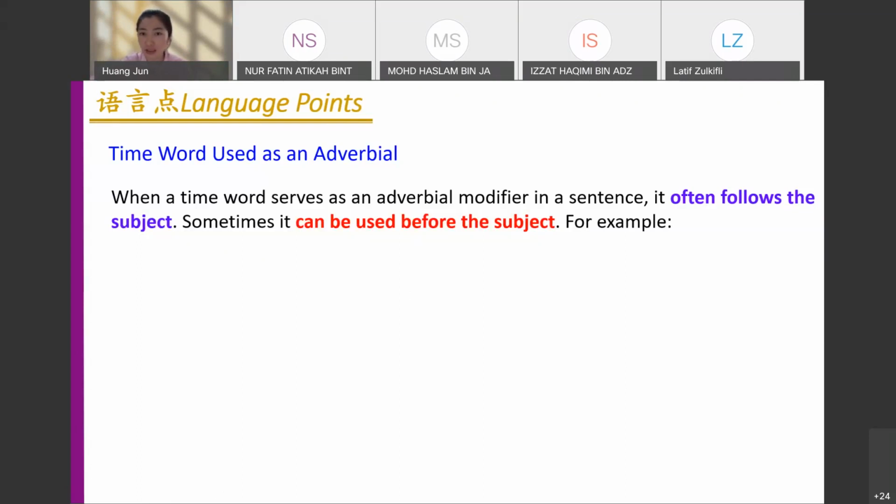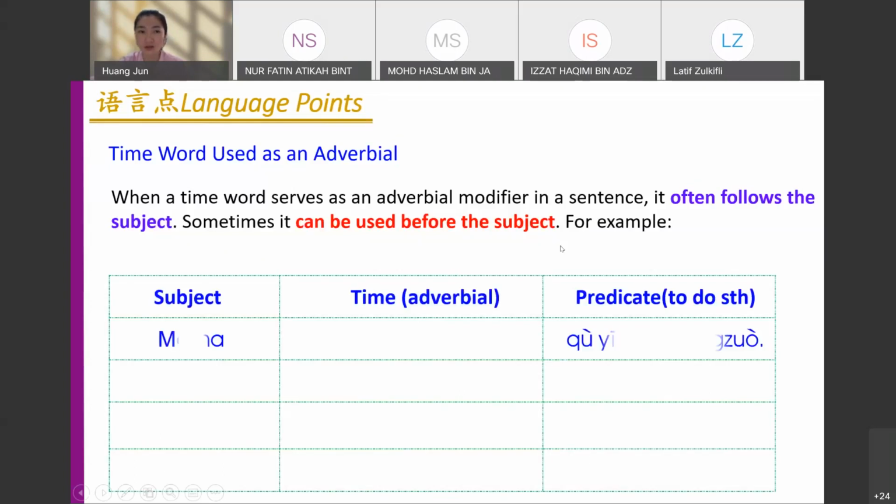So let's check some examples, then you can remember. Like here, 妈妈6点20分去医院工作. The subject here is 妈妈. The time is 6点20分. So can you catch the meaning? What's the meaning? 点 and 分, they are a pair of words. What time do they remind you of?